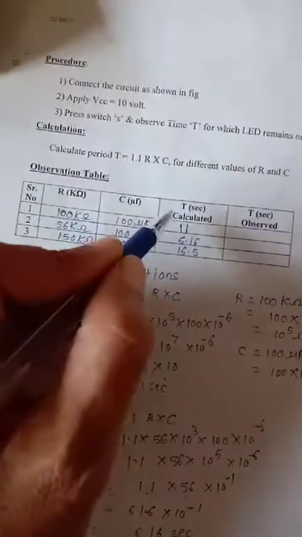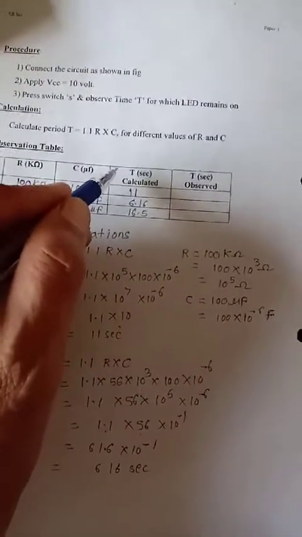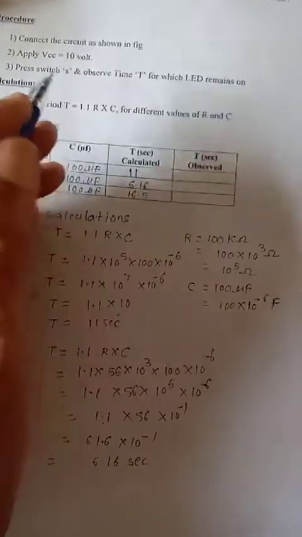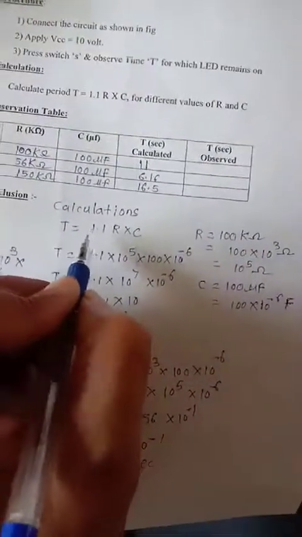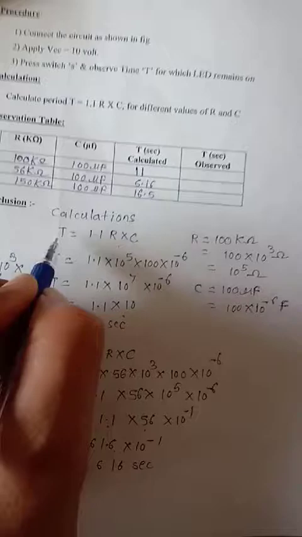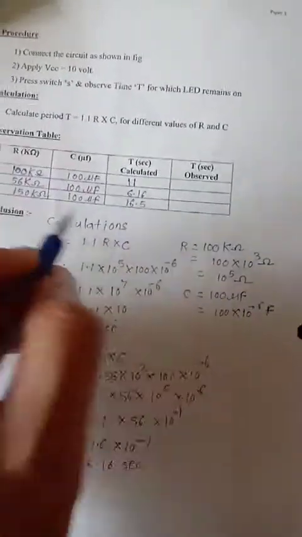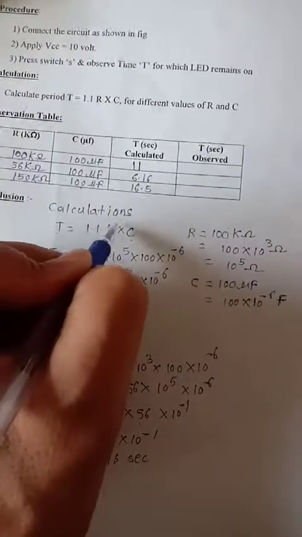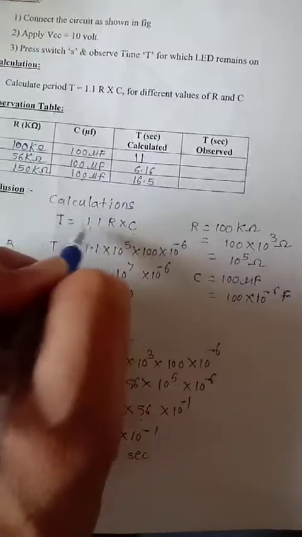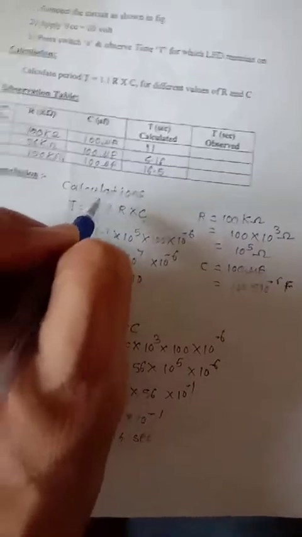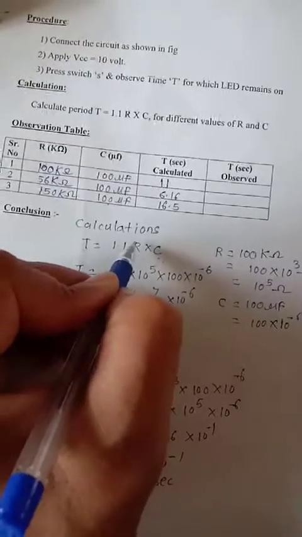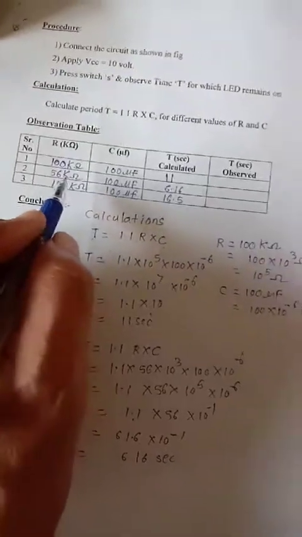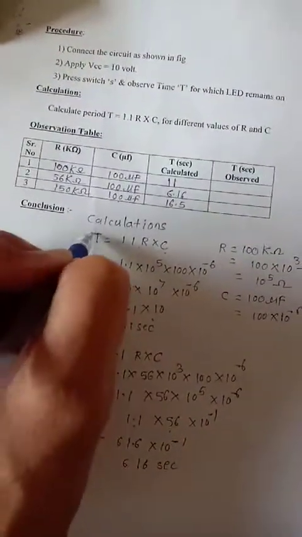In this way we can calculate time T. In the examination you will be given the time already. Adjust the time for 10 seconds or 5 seconds. So first you have to write the formula T is equal to 1.1 R into C. Suppose T is equal to 10 seconds, and let C be 100 microfarad. From this you can calculate the value of R. So R is equal to T divided by 1.1 into C, and then you have to connect that amount of resistance in the circuit, then you will get the given time T.